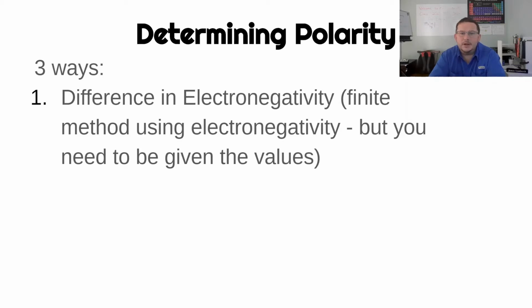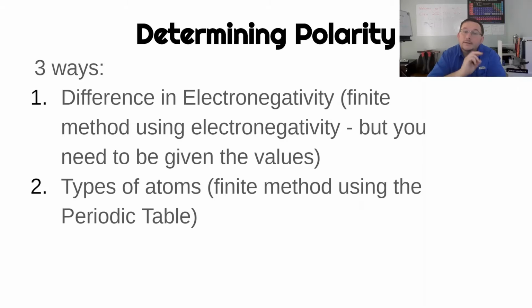Here we'll still talk about electronegativity as a property and try to understand more about the polarity of certain bonds and molecules by knowing the general trend in electronegativity, but we're not going to be given an actual chart of electronegativity values. So we're really not going to use this first way. We are going to use the second way, types of atoms. This is another finite method, but you can use the tool that you'll always have, the periodic table, okay?